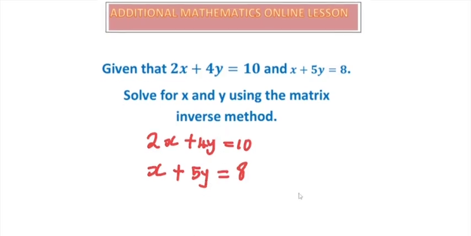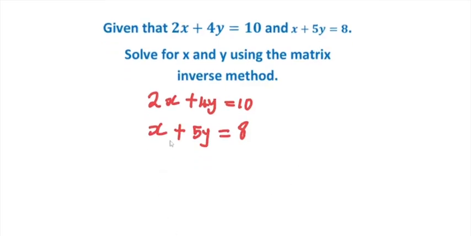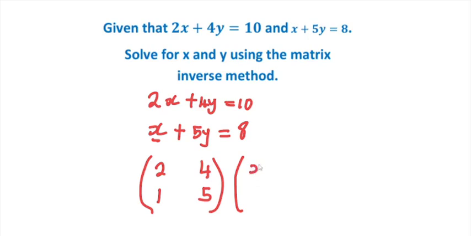So what you are going to do is this. We are going to take the coefficients of x and y. The coefficient of x for the first equation is 2, so you write a 2. The coefficient of y on top is a positive 4. Then the coefficient of x down here is a 1, and the coefficient of y is a positive 5. You enclose them in brackets. Then what variables are we using? We are using x and y. And then we equate to the constants, which are 10 and 8. That is what you are going to do here.